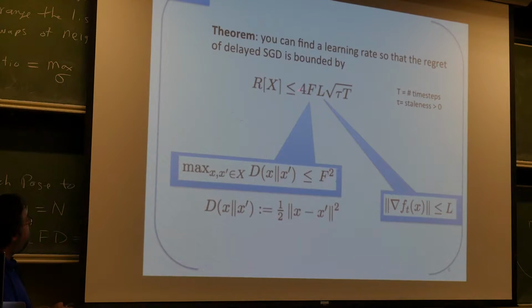So these are basically complicated properties of the data. This F here is sort of like the space that the classifiers are sitting in. So it's something about how diverse that set of classifiers is. This is something about how quickly the loss changes. But the real thing is the regret you get is sort of the square root of T multiplied by tau. And tau is the delay. So the more delay you have, the more loss you're going to get. But you can bound it. You can tolerate a certain amount of loss.